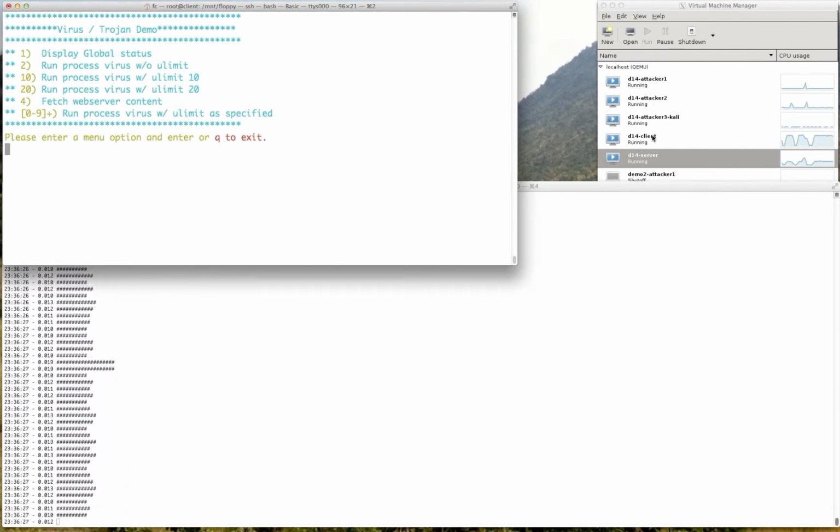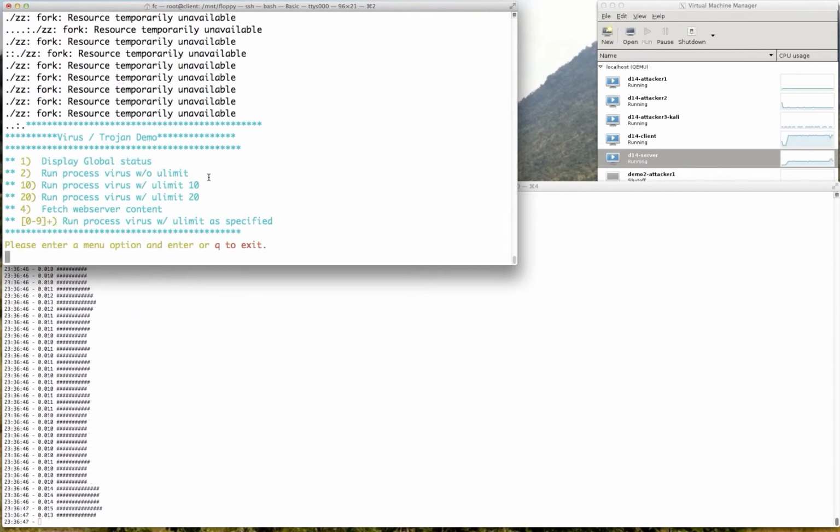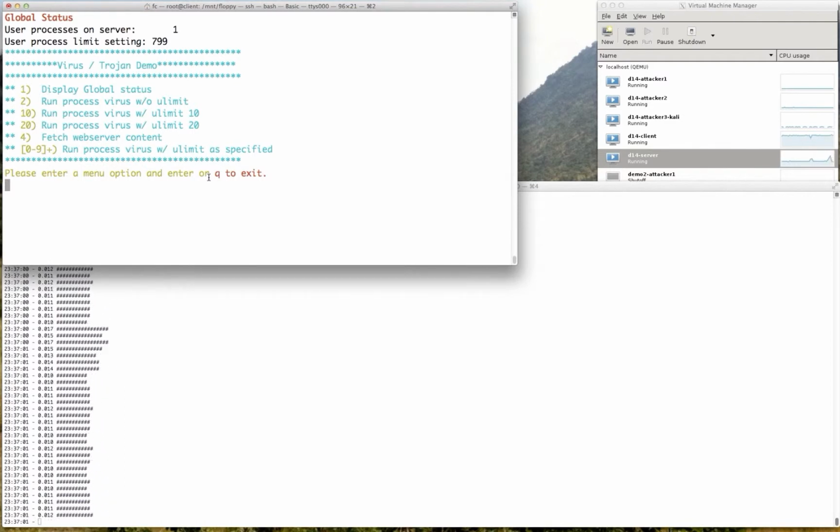Instead of running these attackers against it, we're just going to, on the server, run multiple processes. So we're going to start by running just 10 of these processes. That is, we're limiting the number of attack processes that can happen to 10. And you can see the little bit of slowdown as it started. The resources were temporarily unavailable because it was being limited, but the effect was negligible. And we'll just look at the status of this. There's 1 process running, and there's a lot available.